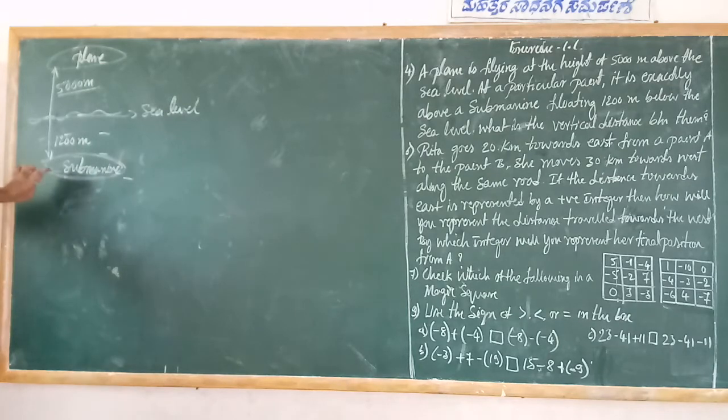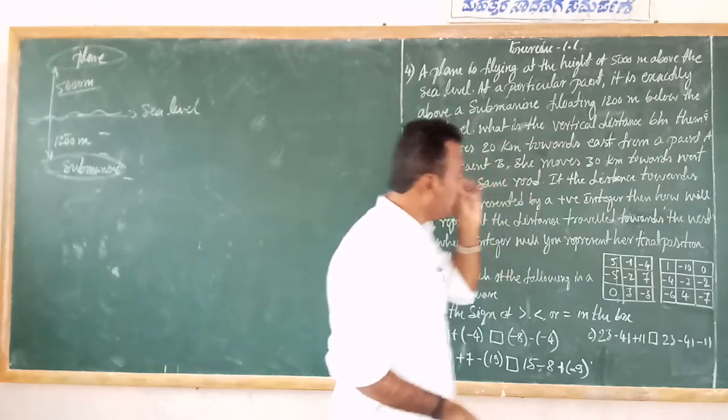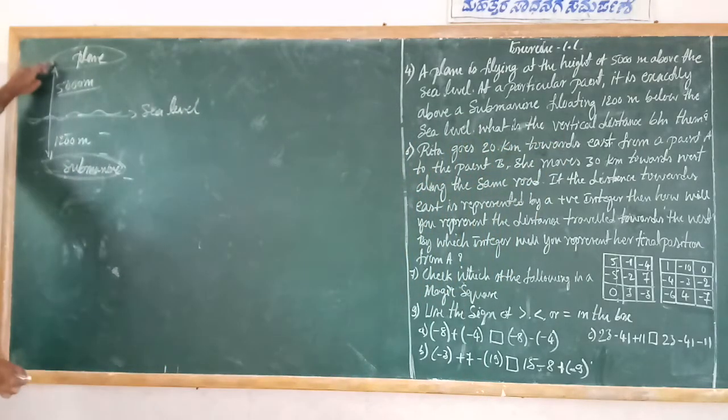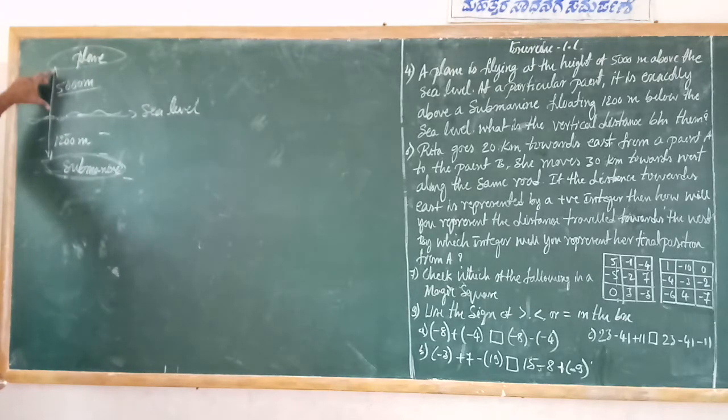So the submarine's distance from the sea level is 1200 meters, and the plane is above the sea level at a distance of 5000 meters. So what do we have to calculate? What is the vertical distance between them? What is the distance between the plane and the submarine? See here, the plane is 5000 meters from the sea level, and below the sea level, the submarine is at 1200 meters. Here 5000 and this is 1200. So total 5000 plus 1200. What do we have to do? Addition. That becomes the distance between the plane and the submarine.